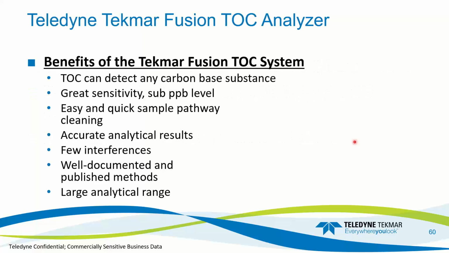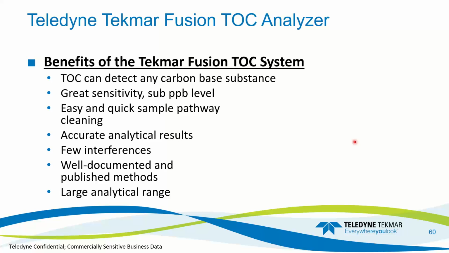So when we start looking at the benefits of the Tekmar Fusion TOC analyzer, one great thing about operating a TOC analyzer is it can detect any carbon-based substance. It has great sensitivity on the Fusion, sub-ppb levels. So we're working down at the 50 ppb for water for injection, all the way up to 100 ppb for different things, maybe up to a few ppm. So we have great sensitivity, but we also have flexibility within our analytical range.